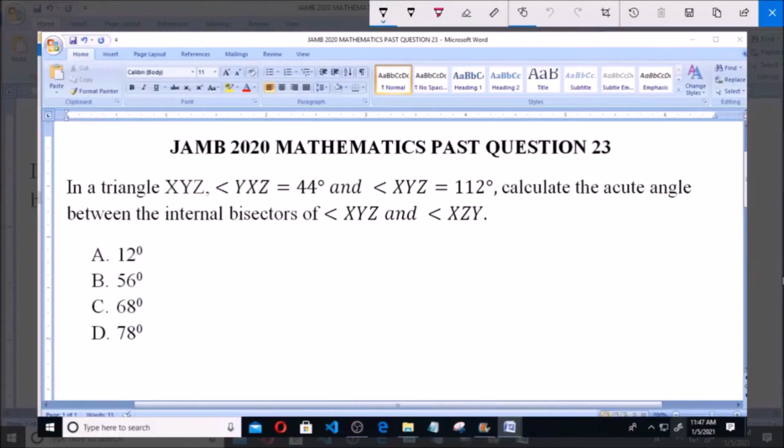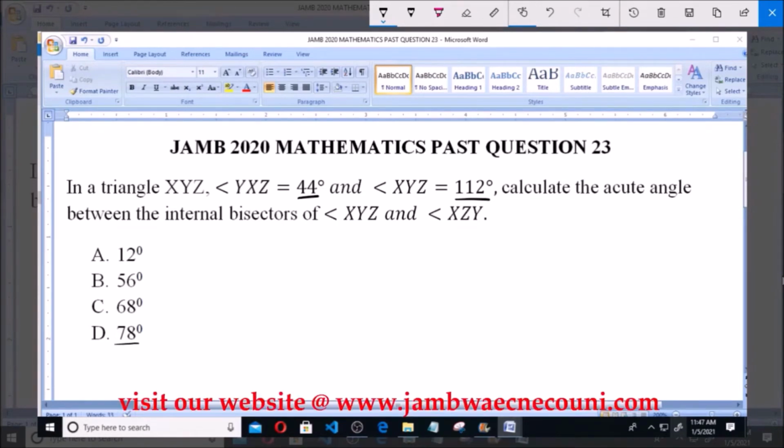Good day and welcome. I'll be answering JAMB 2020 mathematics past question 23. In a triangle XYZ, angle YXZ is equal to 44 degrees and angle XYZ is equal to 112 degrees. Calculate the acute angle between the internal bisector of angle XYZ and angle XZY. Now the options given are 12 degrees, 56 degrees, 68 degrees and 78 degrees.